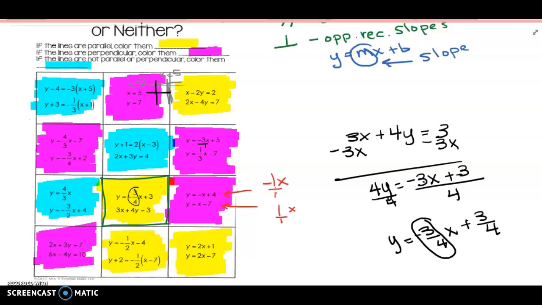All right, guys, after I worked all these out, put them in y equals mx plus b form, this is what I came up with. Notice I used blue to highlight neither parallel nor perpendicular. So compare yourself to mine and bring to me any questions. But that concludes all the foldables for chapter 3.